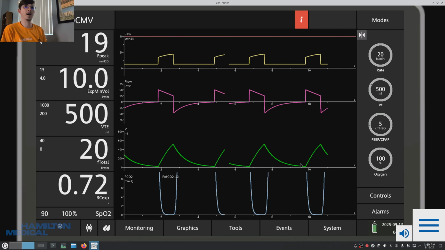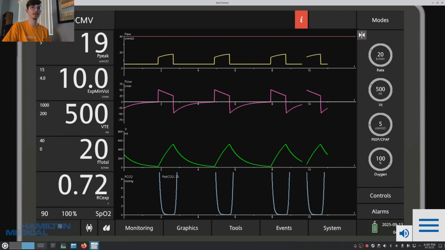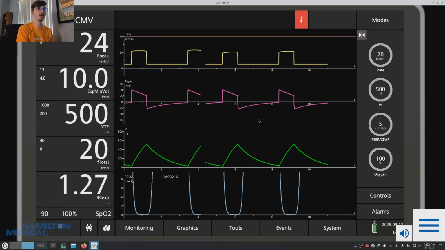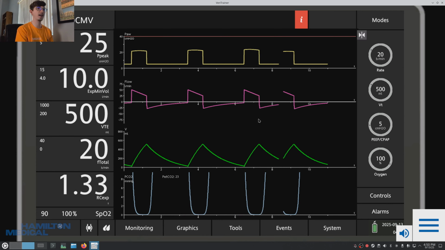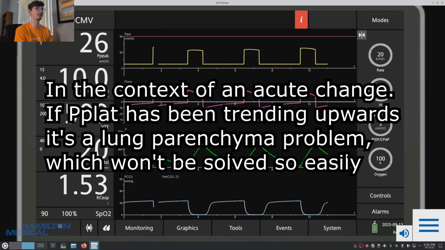So now let's talk about vent alarms and what can go wrong with that. So alarms. High pressure alarm is one of the most common alarms you're going to run across. This indicates a high peak inspiratory pressure, which can be due to a number of things, but is almost always caused by some kind of an obstruction.